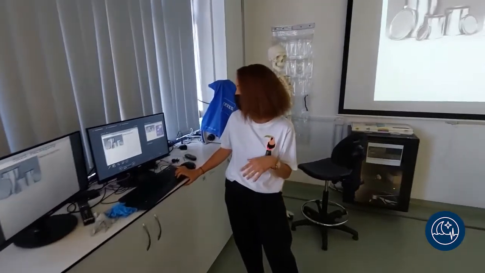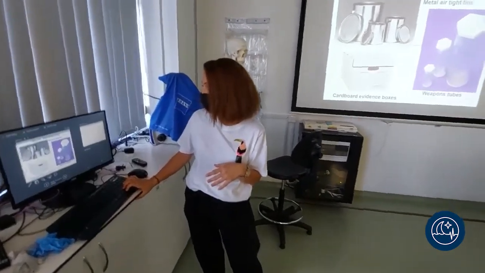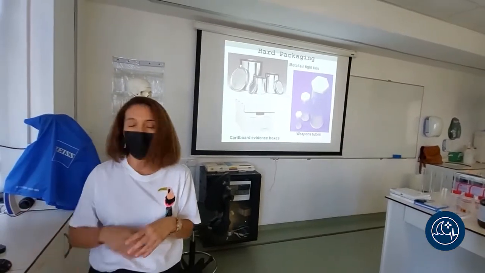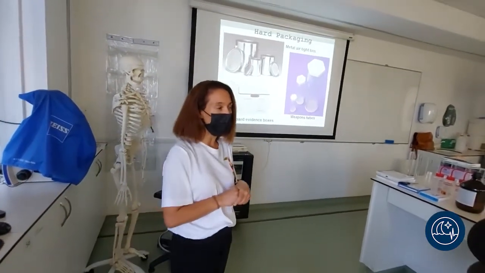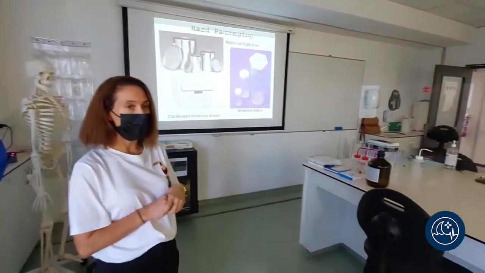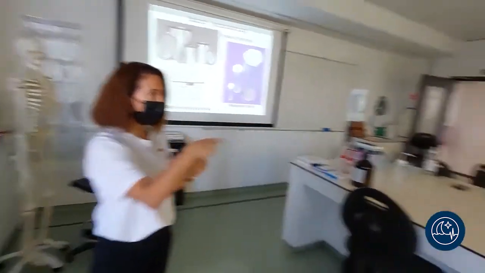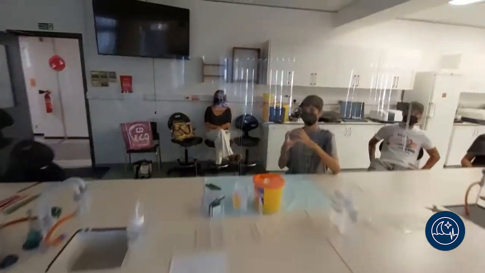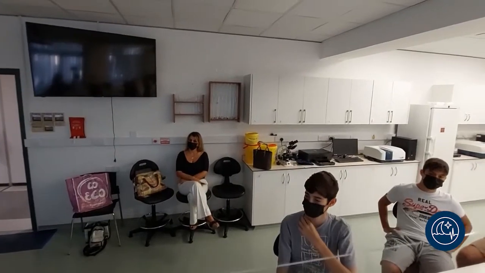And then these are just sort of different things. Metal airtight tins. Why do I want airtight tins? Why don't I want air in the tin? Yes. Maybe so it can preserve it as perfect. What do I want to get rid of?